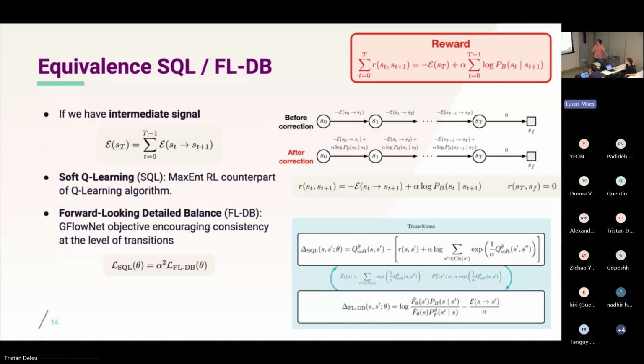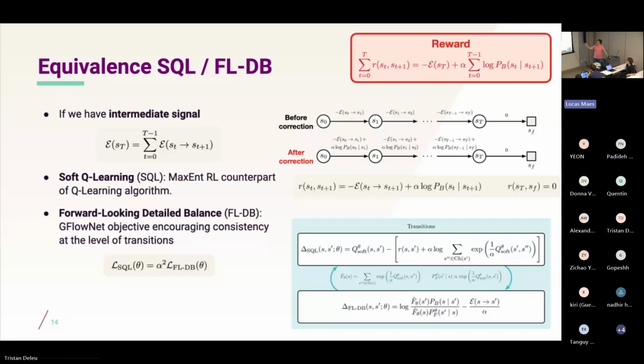The other equivalence that I want to highlight, which was not possible with prior work, is this equivalence between soft Q learning and forward-looking DB. The idea is that so far we only considered cases where we received the energy only at the end of the trajectory, but the condition that we had initially was just that the sum of rewards was equal to minus the energy.